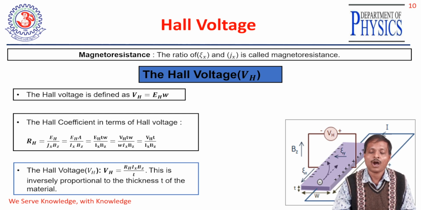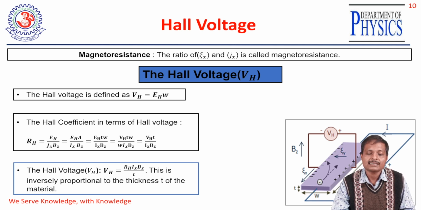A is the area of this material. So what is area? W is the width and T is the thickness here. So T cross W will give you the area. So VH, now what is this? So Ix, now we can write this like this. If we multiply this, EH equal to VH by W, we know from this equation.